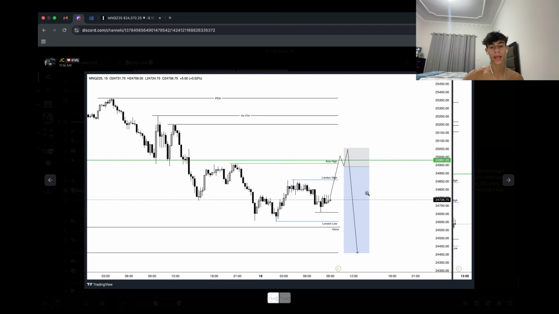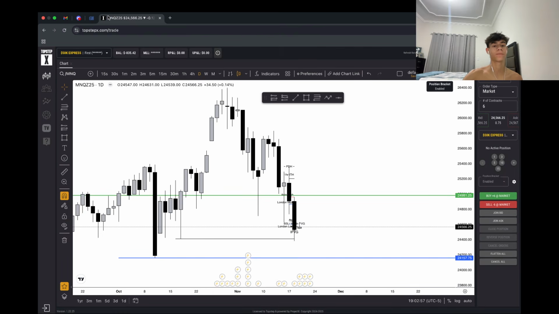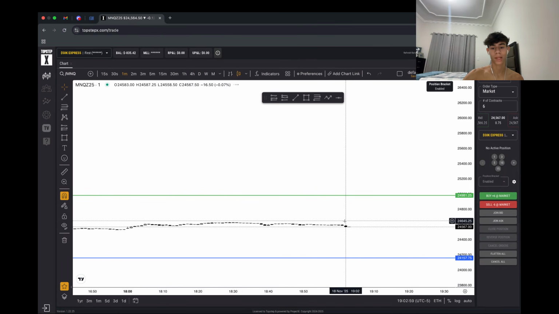So this is my A plus scenario for shorts, where we had EQ of the range from previous day's highs to London lows, and it sits right above Asia highs. So this would be a nice place to short from, where we rebalance and take that out. For longs, the only long setup I wanted to see was us take out the London lows, tap into the unfilled 15-minute gap far back, and then see longs to EQ. We didn't get any of them, right? So let's get on with market open now.